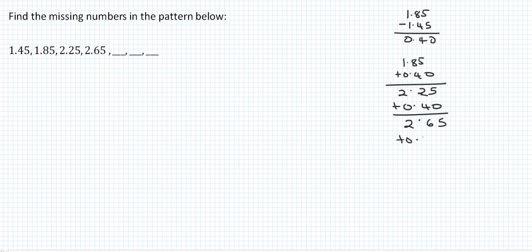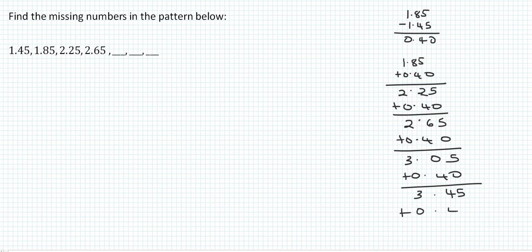Then we add 0.40 to that again. We have 3.05. Then we add 0.40 to that again. We have 3.45, and then we add 0.40 to that again. We have 3.85. So now after 2.65 we have 3.05, we have 3.45, and then 3.85. Those are the next three numbers in the pattern.